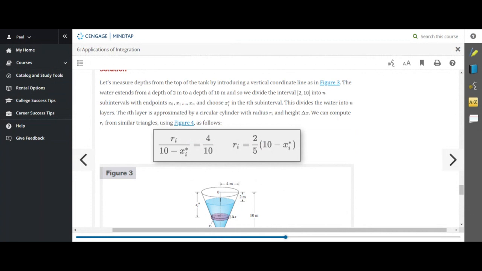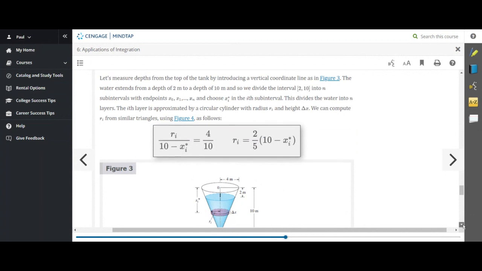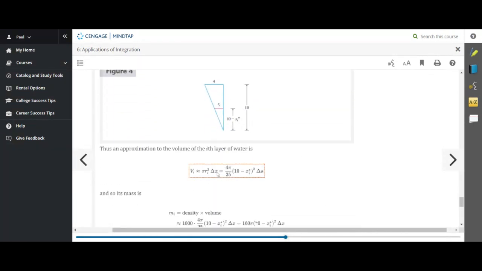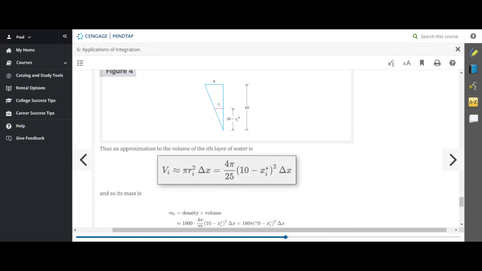All right, now what we have to do is find the volume of the ith layer of water. The ith layer of water is a cylinder, right? So the volume of a cylinder is pi r squared times the height. We know the height is delta x, and we know the radius is 2/5 times 10 minus x sub i. So the volume of the ith layer would be pi r squared times delta x. If we square that 2/5 times 10 minus x sub i, we get 4/25 times the quantity 10 minus x sub i squared. And now you have the volume of the ith layer of water.